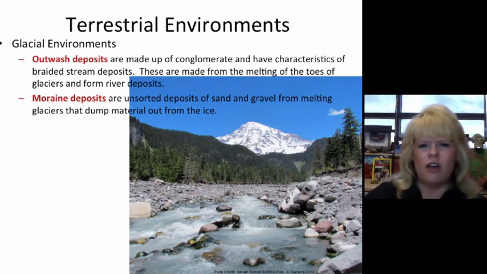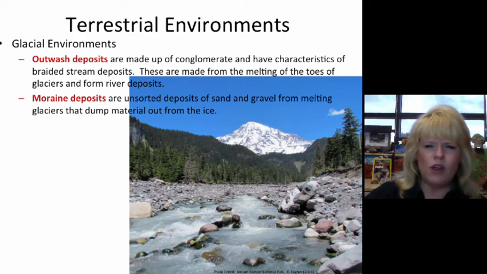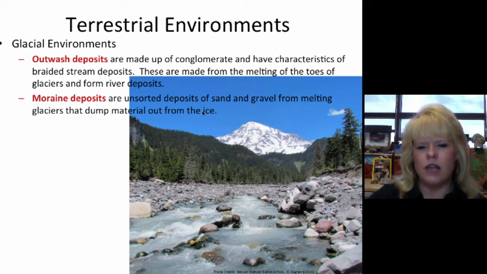So another terrestrial environment is glacial. There are several different types of deposits that are very important to our studies and historical, starting in the Paleozoic all the way through the last ice age. So there's a difference between outwash deposits and moraine deposits. Outwash deposits are made up of conglomerates and have characteristics of braided streams, much like these right here.